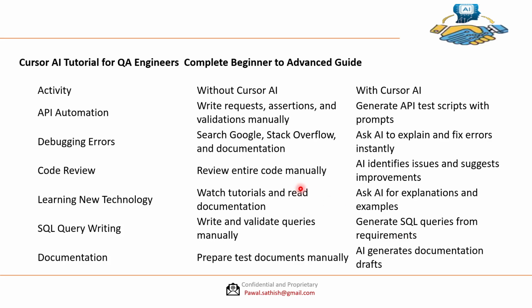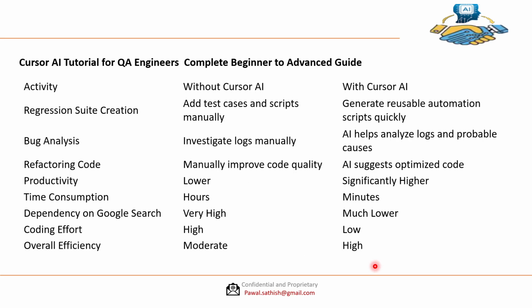Considering learning new technology, without Cursor AI, we need to watch tutorials and read the documentation manually. But we can ask AI for explanations and examples, and it will give them quickly. Considering documentation, without Cursor AI, we need to prepare the document manually. But with the help of Cursor AI, it generates documentation drafts quickly.